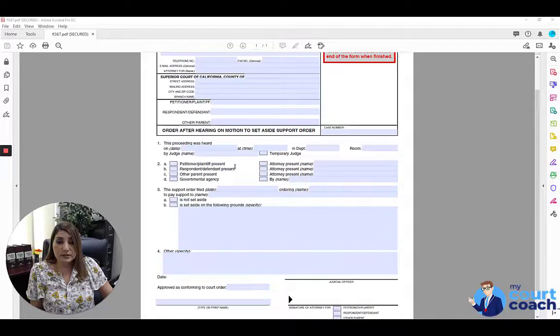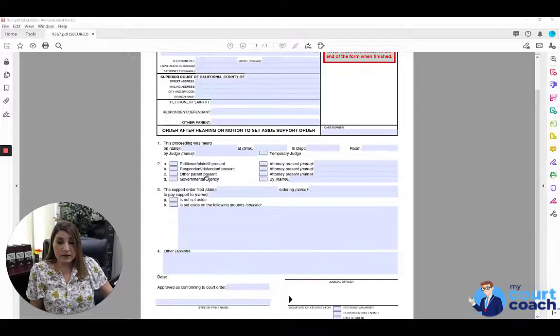Field number 2 asks you to list who was present at the hearing. If the petitioner was present, you mark this box. If the respondent was present, you mark 2B. If there's a third party that's a party to the case that was present, you mark 2C. If this is a governmental agency, meaning probably something like Department of Child Support Services, you would mark box D. And then on the right-hand side, if there's attorneys present for any of the parties, you would list their names. And governmental agency, if the attorney for the state was present and identified themselves by name, you would list that here.